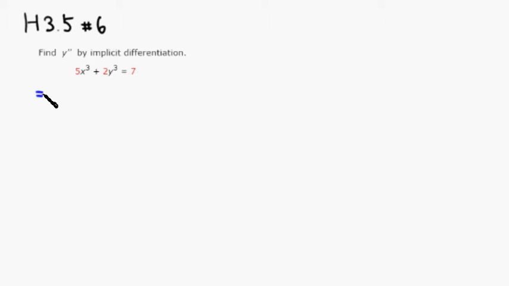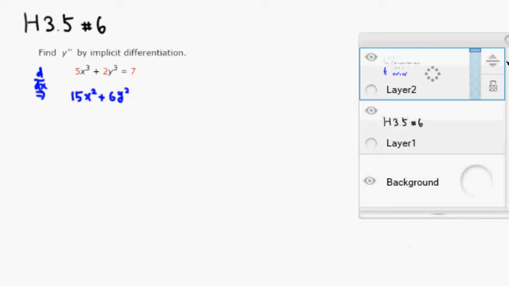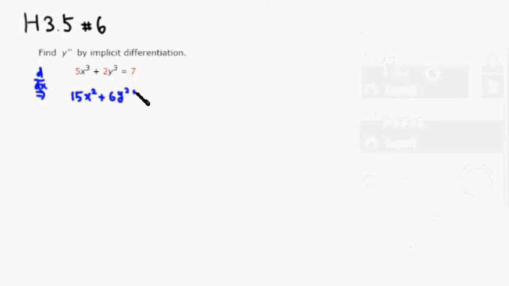Alright, so by taking a derivative with respect to x, we get, right, so 5 was already there, so it's 15x squared, plus 2 times 3 is 6y, and subtract 1, so 2, then multiply by dy over dx. Actually, maybe I'll write y prime. Alright, then derivative of 7 is 0.